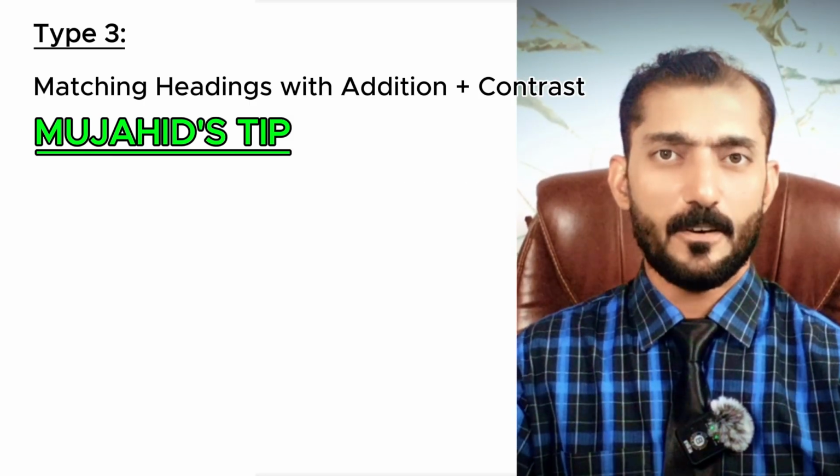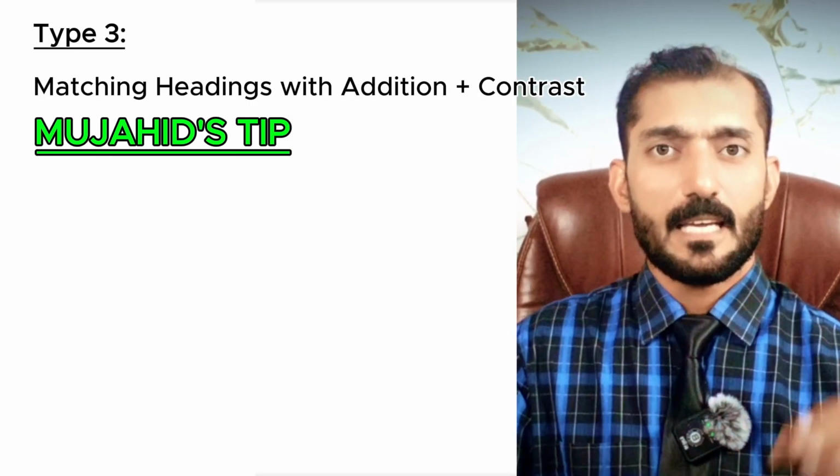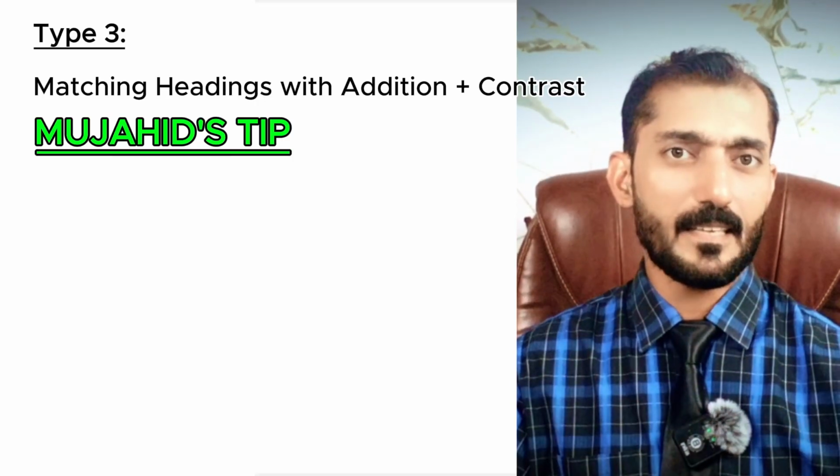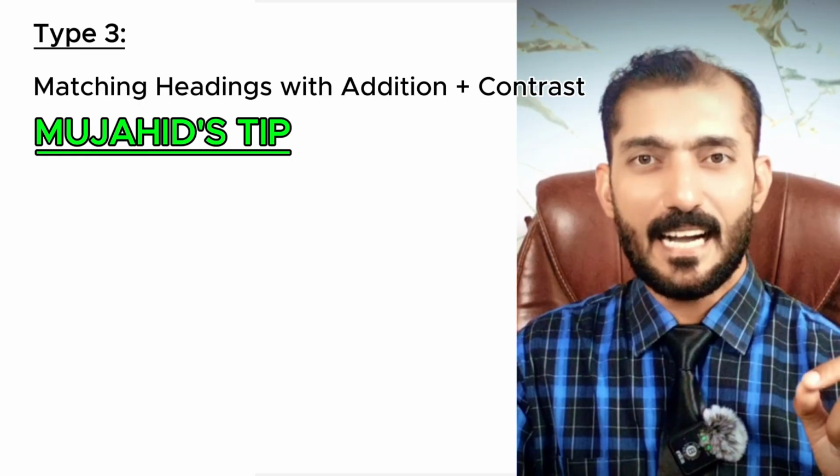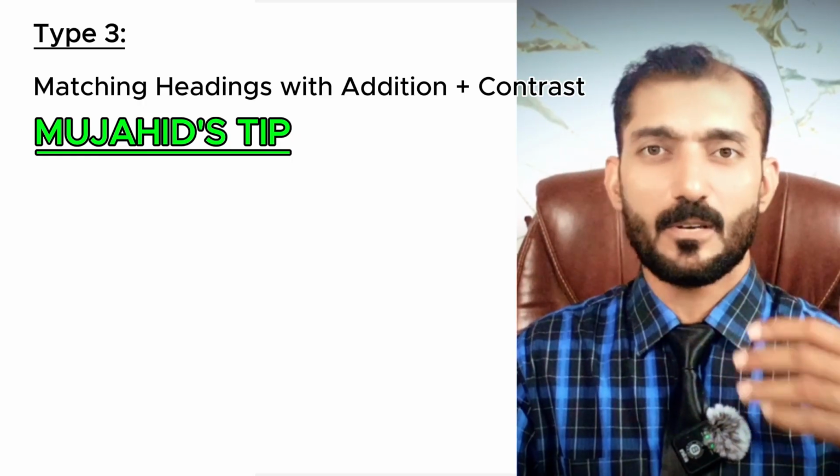Always identify the first linking device in the paragraph. If it's a contrast word, the real topic of the paragraph is what comes after it. The opening line is often just background context.